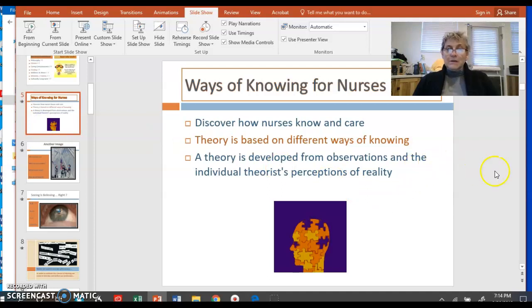So here we're going to talk a little bit about ways of knowing for nurses. We're going to discover how nurses know and care. We're going to talk a little bit about what theory is and how that might be different than ways of knowing. And we're going to understand that theory is like a puzzle, which you can see here in this little image of the head, that theory is developed from observations and individual theorists' perceptions of what they think is real. So what Deborah might think is real might be different than what Angela or Kathy or anybody else in our class, Gabriella, might think about truth and knowing.